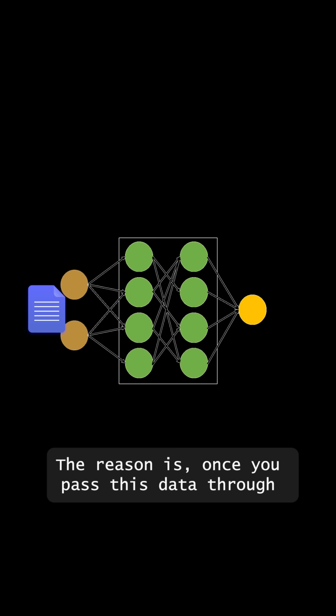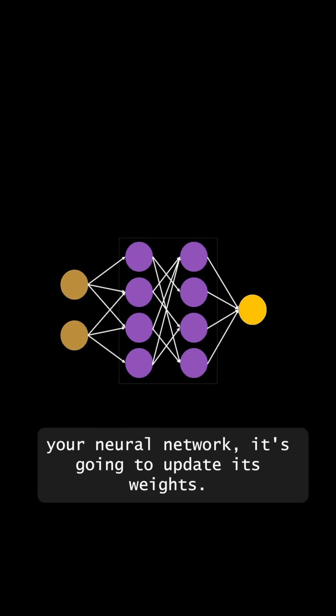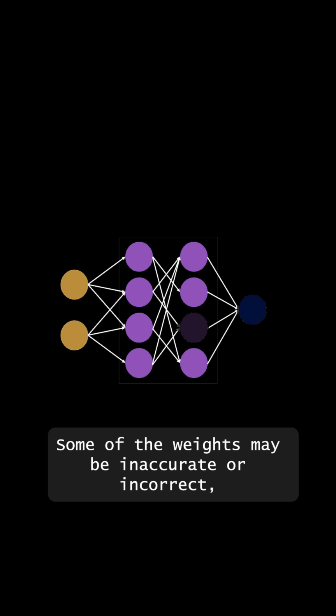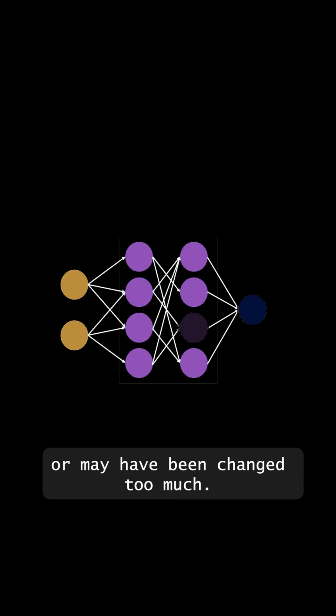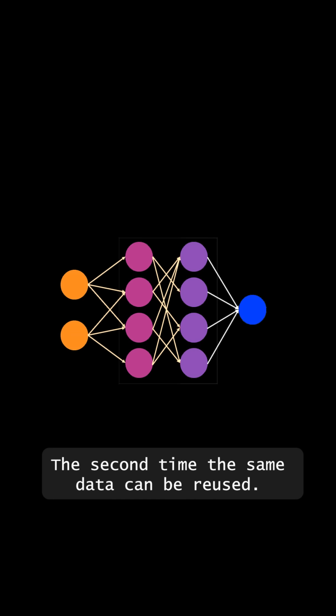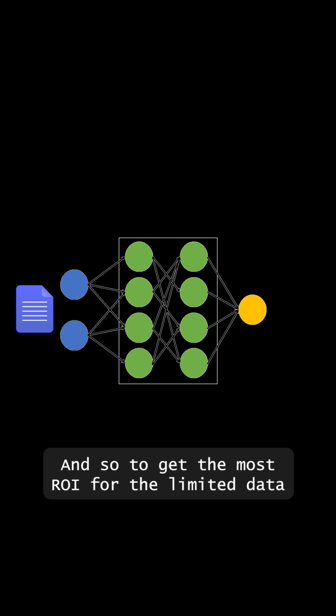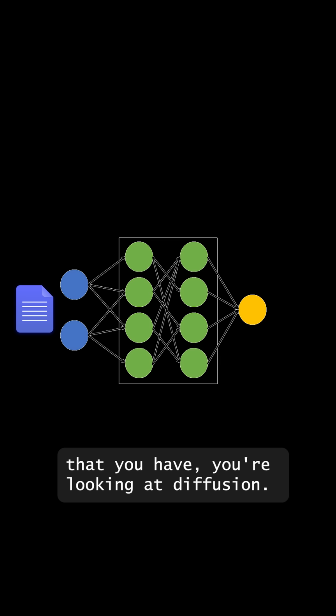The reason is, once you pass this data through your neural network, it's going to update its weights. Some of the weights may be inaccurate or incorrect or may have been changed too much. The second time, the same data can be reused. And so to get the most ROI for the limited data that you have, you're looking at diffusion.